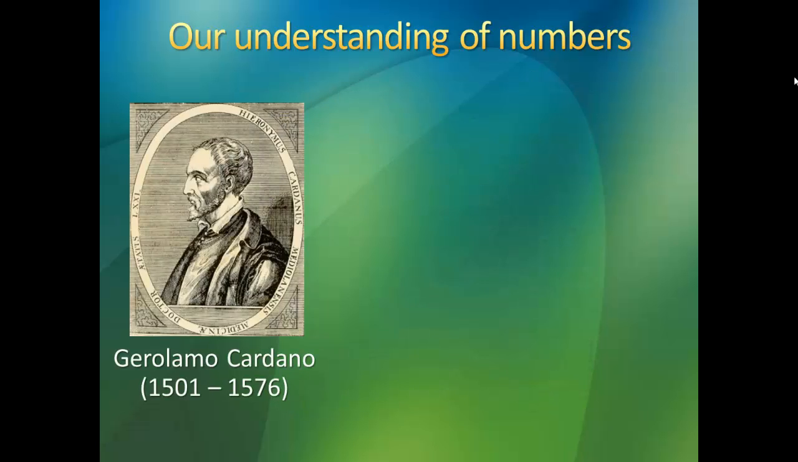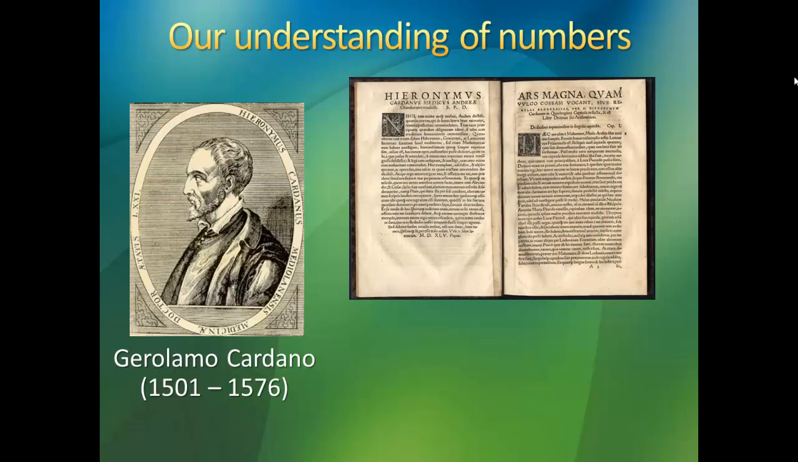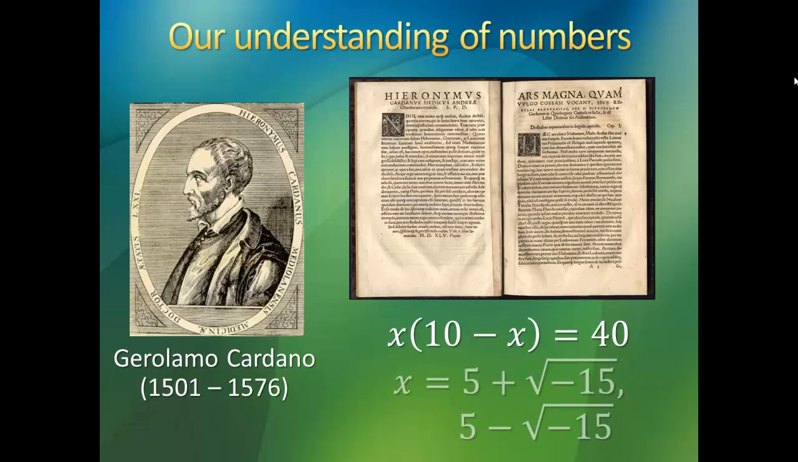Italian mathematician Girolamo Cardano discussed them in his text Ars Magna, the Great Art, in which he posited an equation, x times (10 minus x) equals 40, for which he correctly found the solutions 5 plus the square root of negative 15 and 5 minus the square root of negative 15, which we would today write as 5 plus i root 15 and 5 minus i root 15.